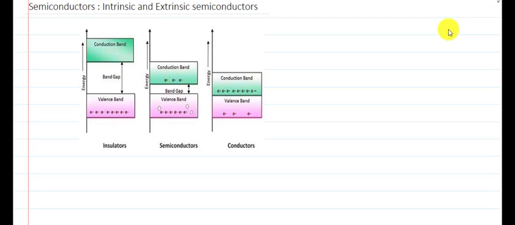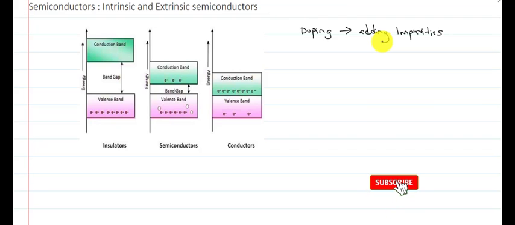Before we discuss the classification, we should know what is meant by doping. Doping is the process of adding impurities to a semiconductor. A semiconductor can be in pure form or impure form. Impure form means doped semiconductors. If you add some impurities to a purest form semiconductor, then that semiconductor will become impure, or otherwise we can call it a doped semiconductor.